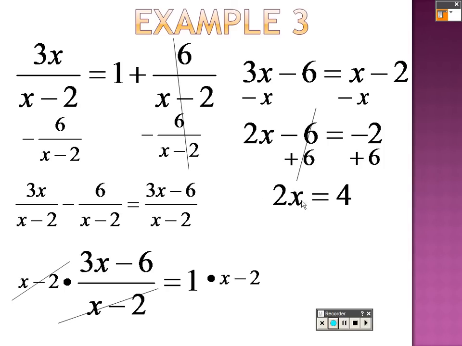So 2 times x, that means the opposite of multiplication is division. So I'm going to divide both sides by 2. So they cross out. 4 divided by 2 is 2. So your answer is x equals 2.